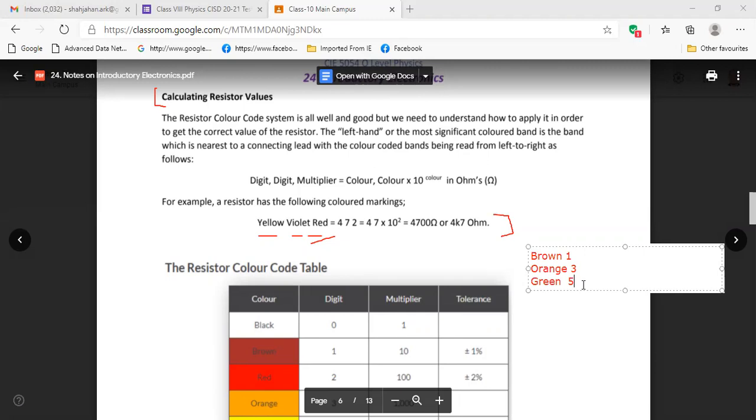Yes, sir. Okay, now you please only write this part. For example, after writing this heading, you write this part only. For example, a resistor has the following color code markings: yellow, violet, red, and 472. Only this part you write. That's it. Not the whole thing. At least you can remember what you did. If you don't write, you'll forget, right? If you write, then you can remember.